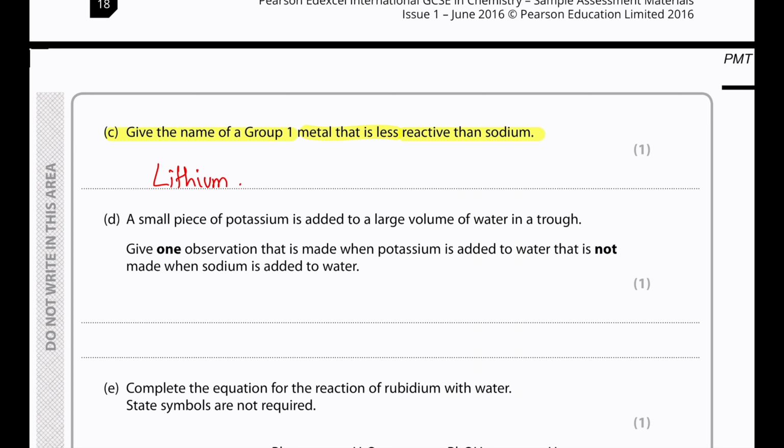A small piece of potassium is added to a large volume of water in a trough. Give one observation that is made when potassium is added to water and that is not made when sodium is added to water. Potassium catches fire when it comes in contact with water. It immediately produces hydrogen, but it also produces a lot of sparks. The sparks ignite the hydrogen produced by the potassium, which then burns with a violet flame.